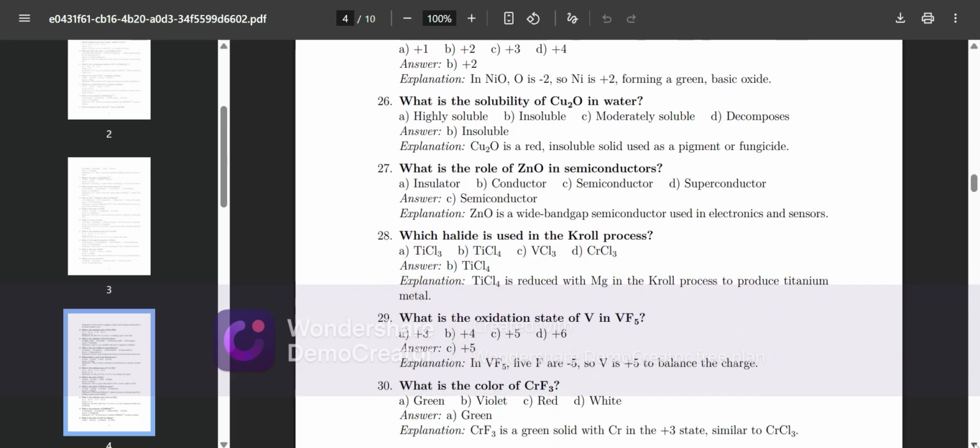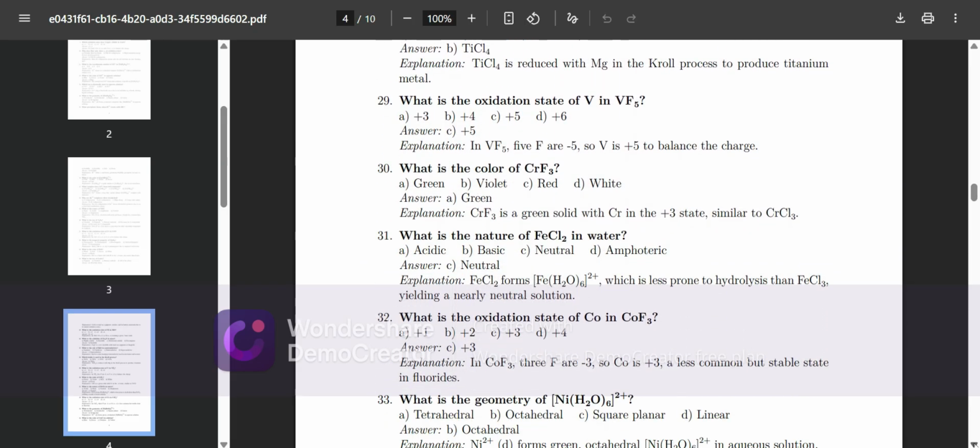What is the oxidation state of V in VF5? +5. F is -1, so V is +5 to balance the charge. What is the color of CrF3? Green. CrF3 is a green solid with Cr in the +3 state, similar to CrCl3.